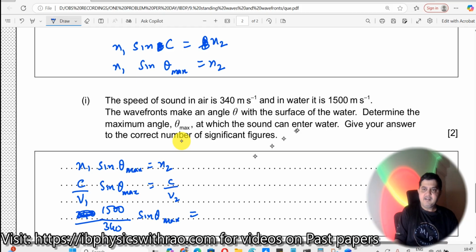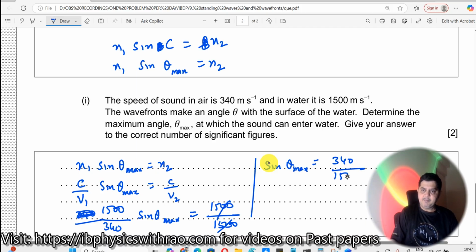what is C once again? Rarer medium. Rarer medium is 1500 divided by the next medium. What is that medium? This is 1500 once again, right? These two will cancel. Because if V1 is 340, V2 should be 1500 only. Okay. So now what we have here is that we will have sine theta max is equal to 340 divided by 1500. Let us calculate this value.